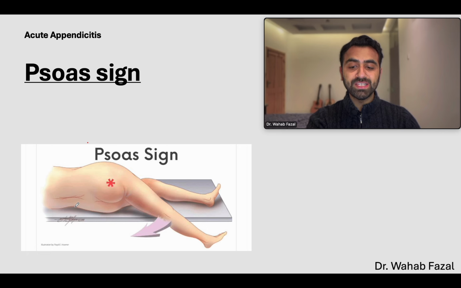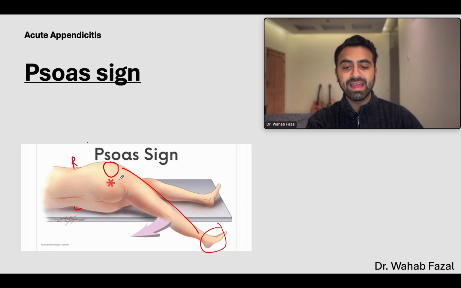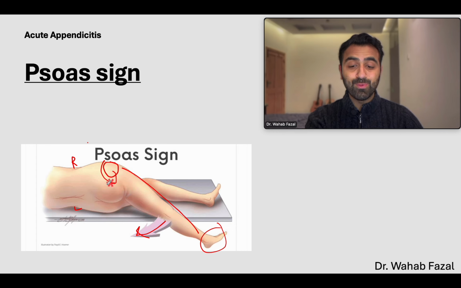So you ask the patient to turn on their left side. This is the right side. And from the right hip joint, you passively extend their right leg. You extend their right leg at the hip joint. So you extend it, you pull it backwards. Remember, look at this arrow, you're pulling it backwards. And what does that cause? That causes the patient pain.